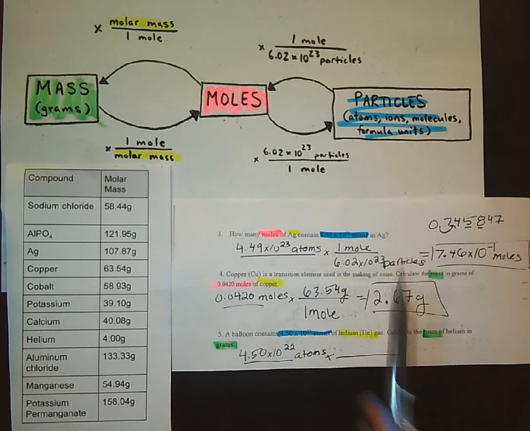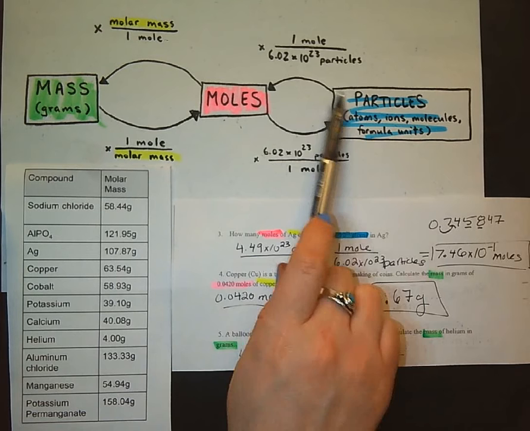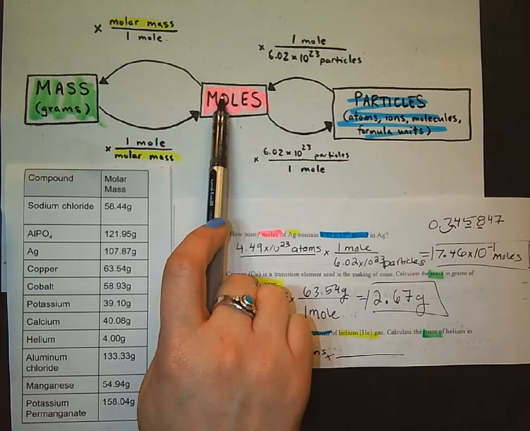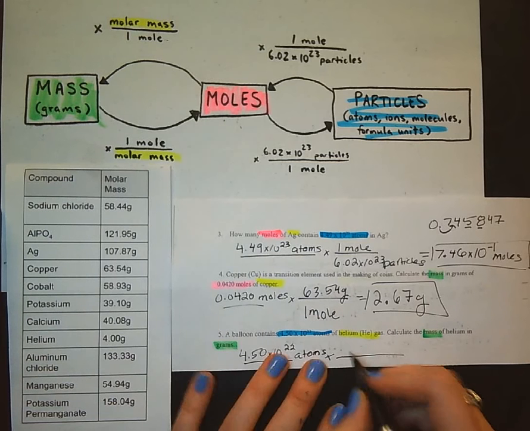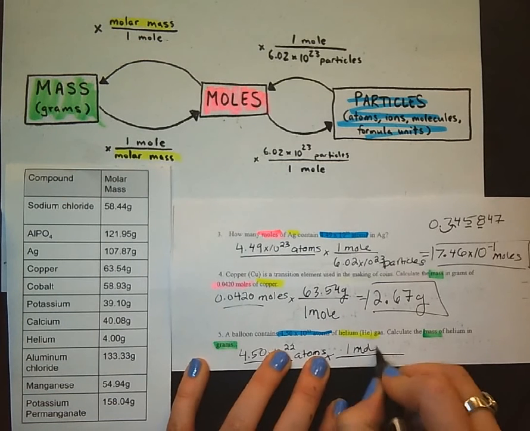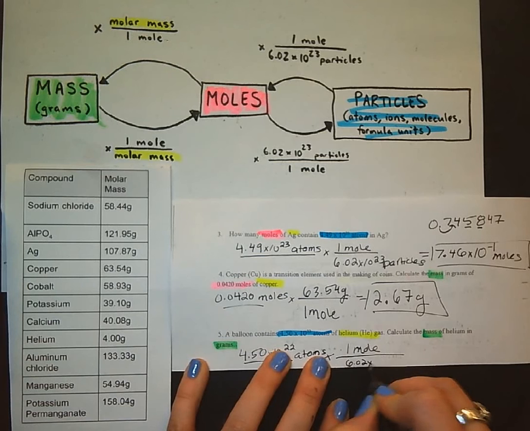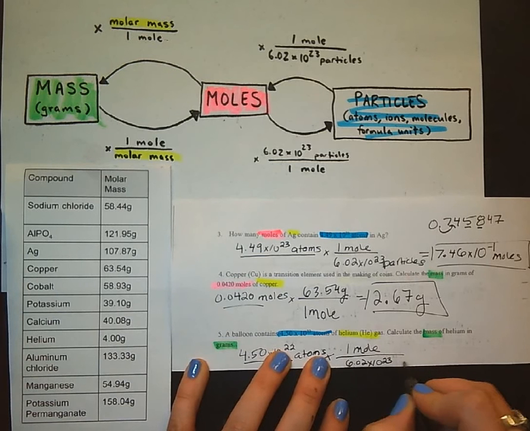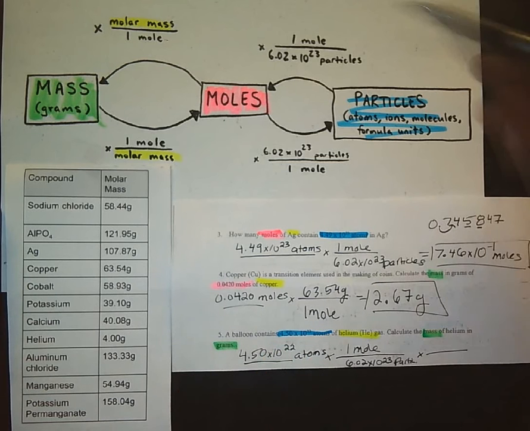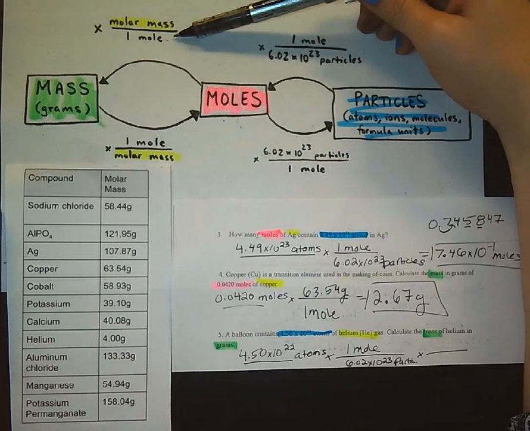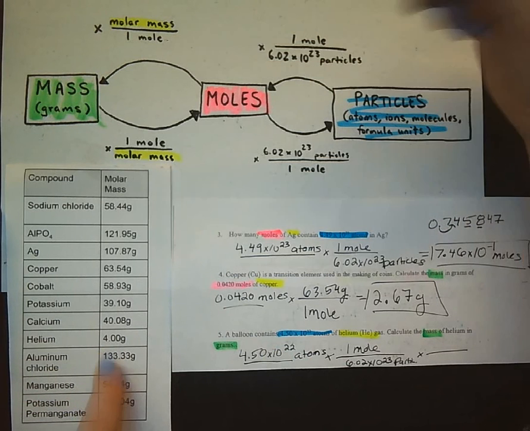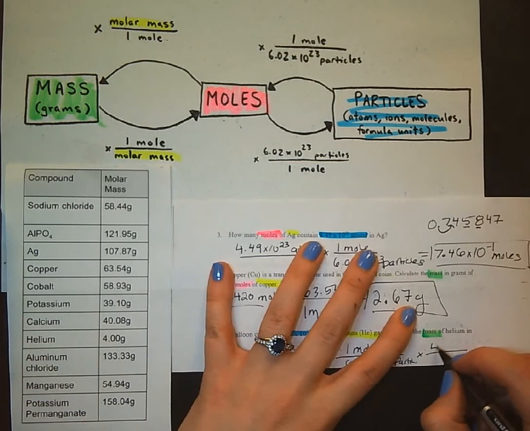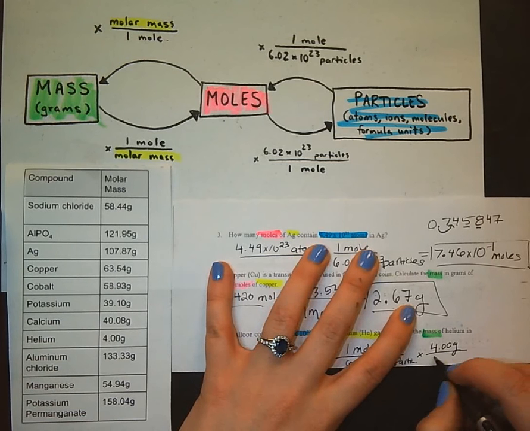So if you take a look at where particles is, follow your arrows. You're going to use this first, get to moles, second arrow, second equation. 1 mole over 6.02 times 10 to the 23rd particles. Last part of your equation, you do need the molar mass of helium. So you're going to take a look at your sheet. Molar mass of helium is 4.00 grams over 1 mole.